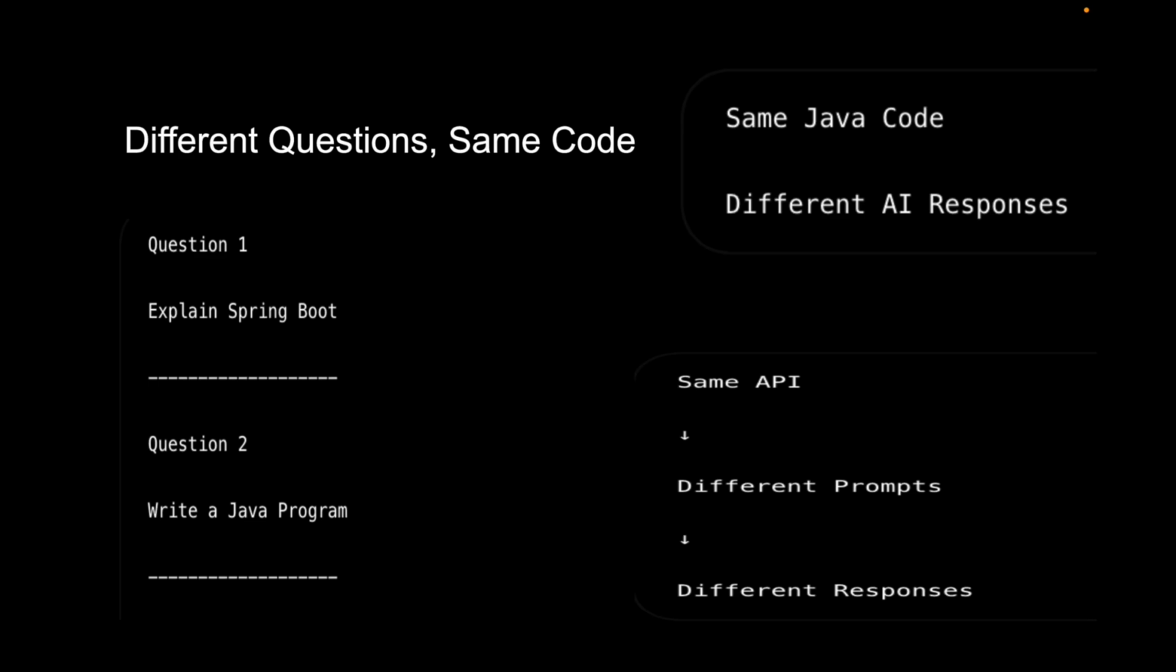Let's try a few examples. First, we ask, explain Spring Boot. The AI gives a technical explanation. Now we ask, write a Java program to reverse a string. The AI writes code. This is something traditional software couldn't easily do. Normally, we would write separate code paths for every feature. With an LLM, the behavior changes simply by changing the prompt. That's why prompt engineering is so important. We will learn that in our next video. Related to ChatGPT, the ChatGPT website also doesn't have separate buttons.